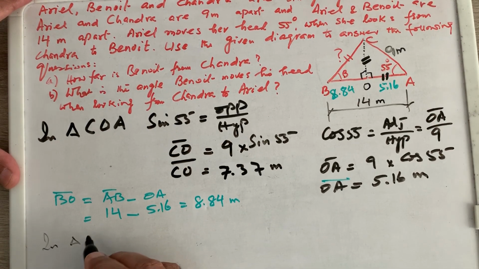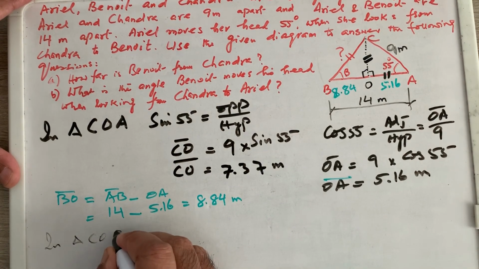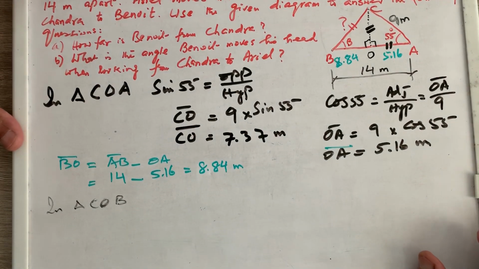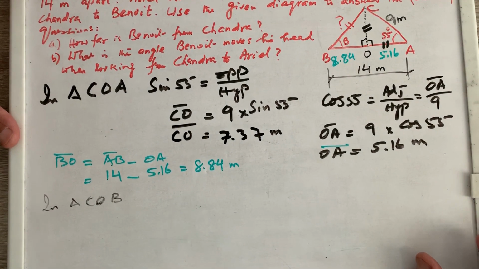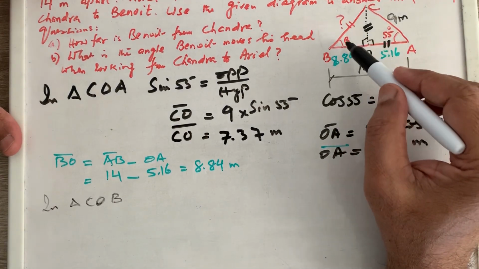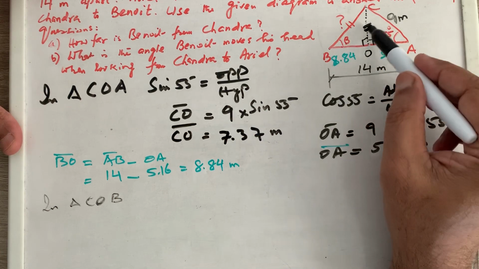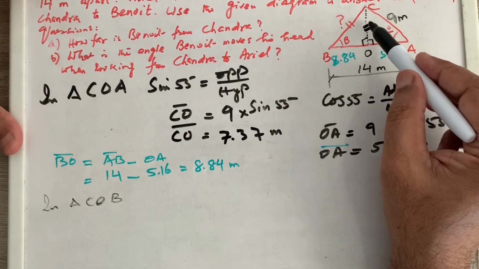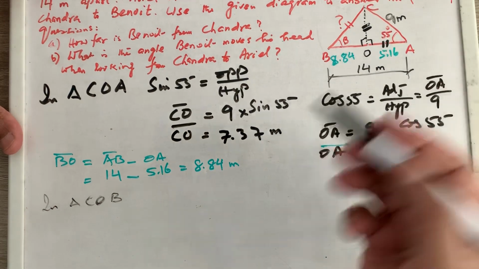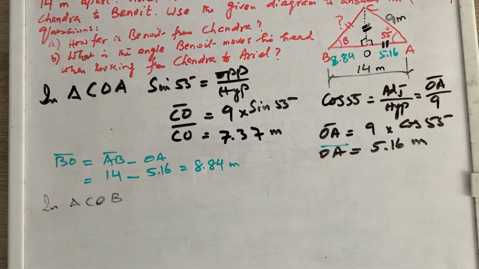in triangle COB, what we are looking at, we have to find out this angle, right? So which trigonometric ratio should I use here? To use this adjacent and opposite, right? So both sides we know, so we can use tangent, right? So we use tangent theta.